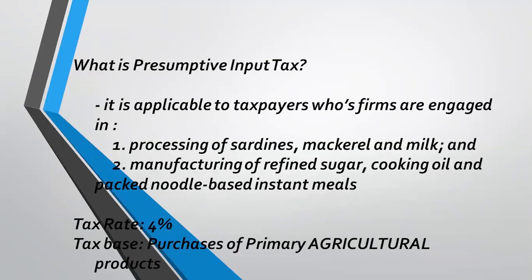So presumptive input VAT is 4% of the primary agricultural products. So if we purchase agricultural products, that is subject to presumptive input tax of 4%. Taxpayers whose firms are engaged in processing sardines, mackerel and milk, and manufacturing refined sugar, cooking oil, and packed noodles-based instant meals can avail of presumptive input VAT. These are companies doing such businesses, processing of sardines and manufacturing refined sugar. 4% presumptive input tax.